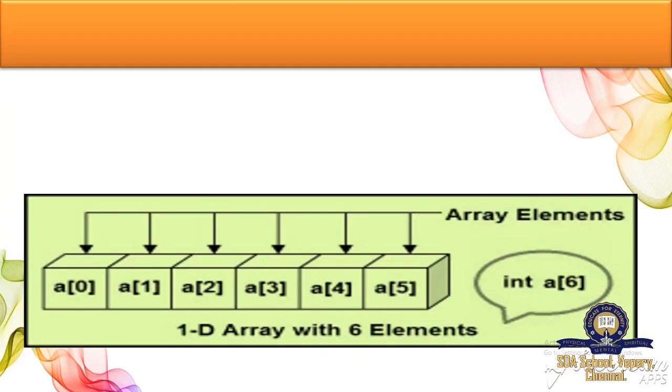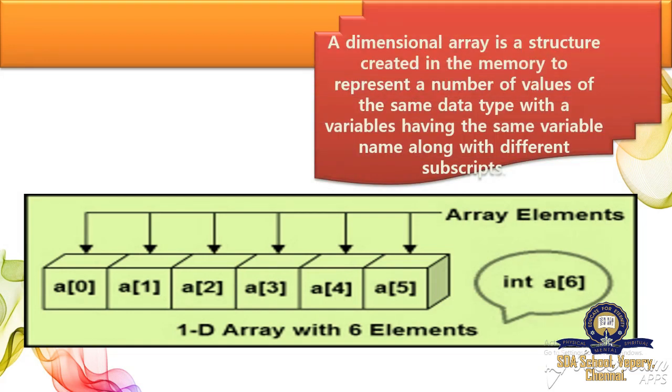So what is an array? Array is also known as a dimensional array. We are going to stress optimizing the memory space for effective storage of data with the help of the logical structure called a dimensional array. So what is a dimensional array? A dimensional array is a structure created in the memory to represent a number of values. Values may be 10, 20, 30, 40, 50, 60, of the same data type, that is integer.